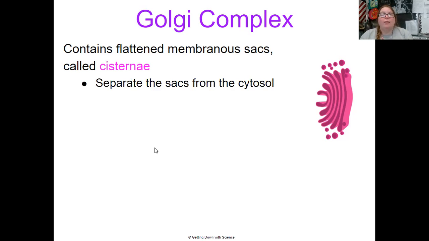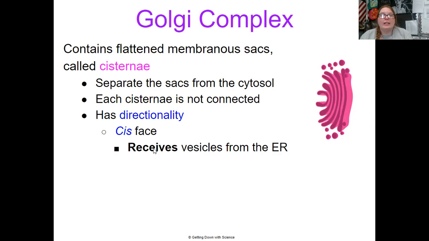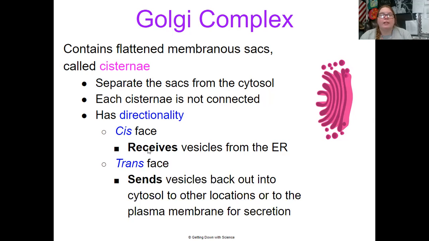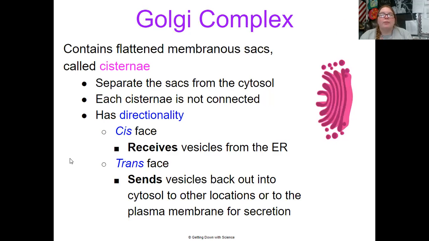The cisternae are not actually connected. These sacs are just stacked on top of each other, and there's something called directionality here. There is a cis face where it receives vesicles and a trans face where it sends the vesicles away. I'm going to click and see if it'll show me. It does not, okay. I'm pretty sure on the left-hand side, where it looks like it's ready to catch something, that's the cis face, where it's receiving things, and the trans face goes out the other side.